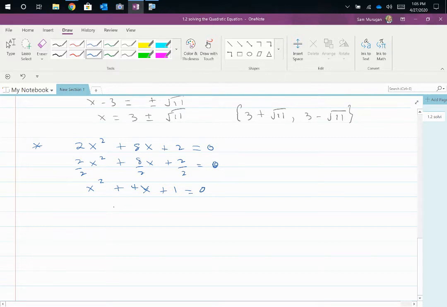Taking away 1 from both sides, we have x squared plus 4x is equal to negative 1. And here we employ the completing the square technique. x, take half of 4, which is 2, and then square 2 and add it to the right hand side.